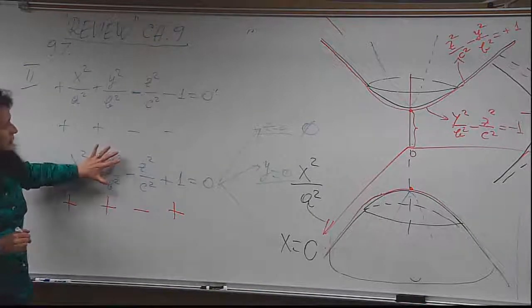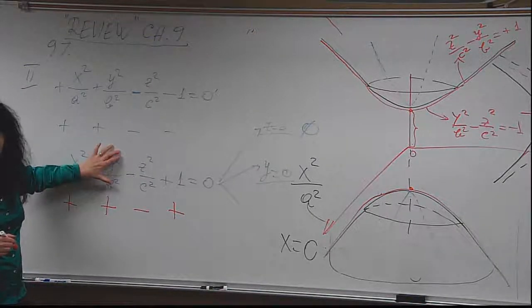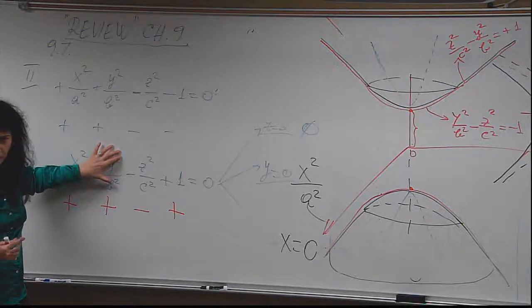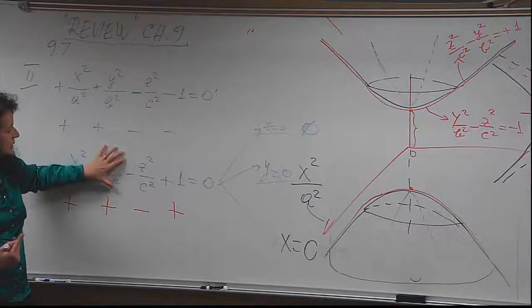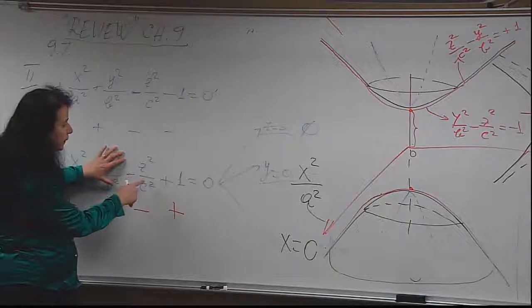Because if x and y are 0, are you guys with me? I'm looking at this line. x and y should be 0. I'm going along z. Where do I have an intersection? When z is plus minus c.